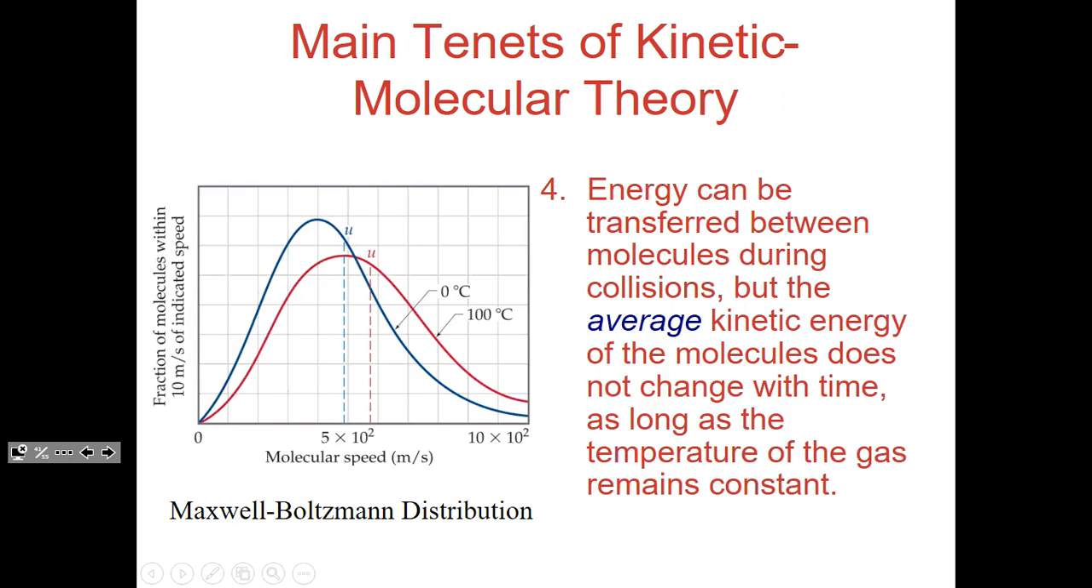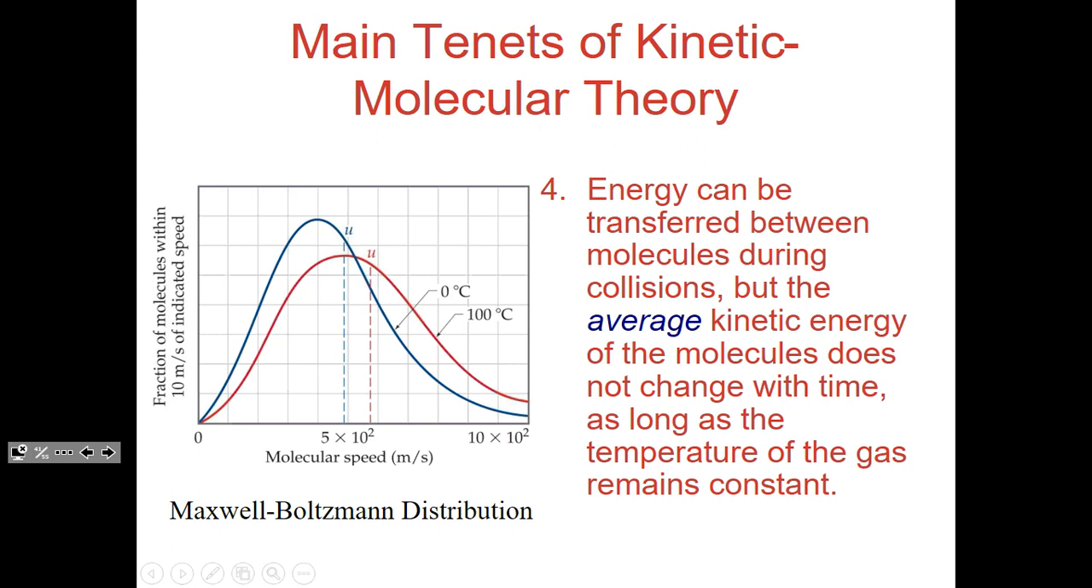Fourth assumption of kinetic molecular theory as it applies to gases is that energy can be transferred between molecules during collisions, but the average kinetic energy of the molecules does not change with time as long as the temperature is constant. So in a room at constant temperature, while some particles collide with other particles, one speeds up, one slows down, so to speak, through all of those collisions, the net amount of kinetic energy is constant. So the average kinetic energy doesn't change. Individual kinetic energies do vary.